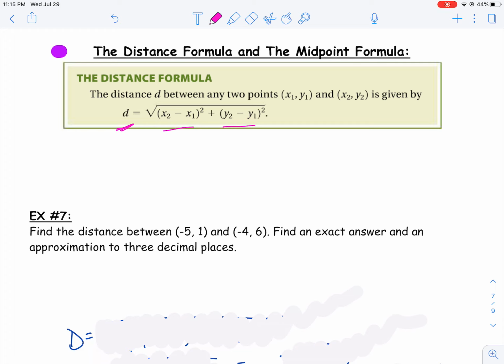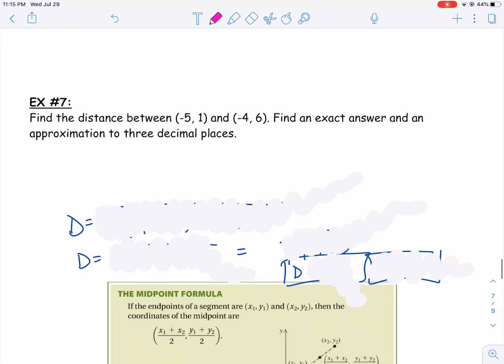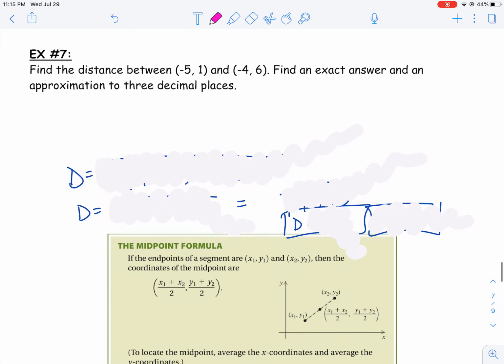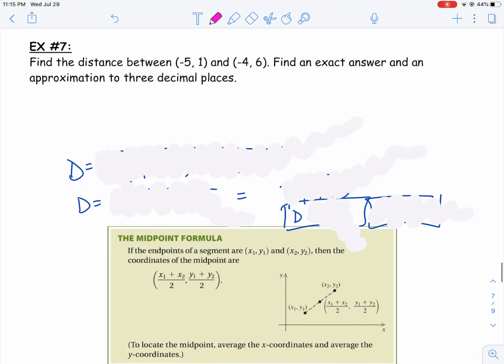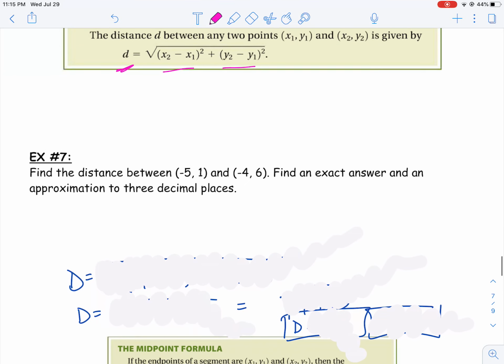But make sure you know this formula so you can use it and apply it on your homework, your chapter exams, and even your final exam. All right, let's look at example number 7, a distance formula one. Find the distance between the point (-5, 1) and the point (-4, 6). Find an exact answer and an answer to 3 decimal places.